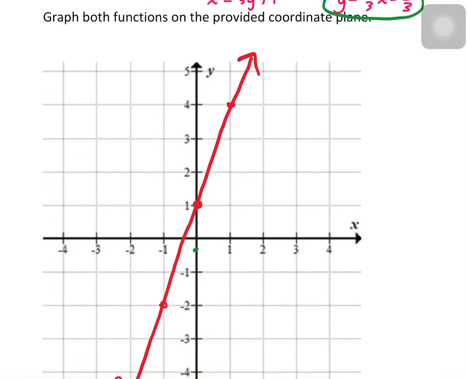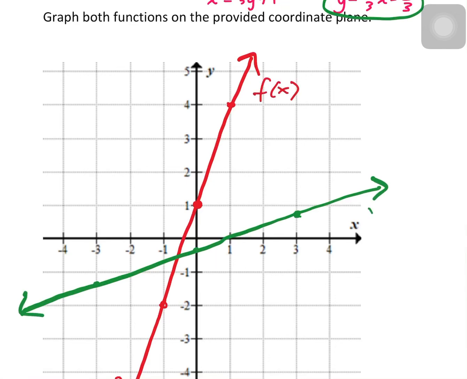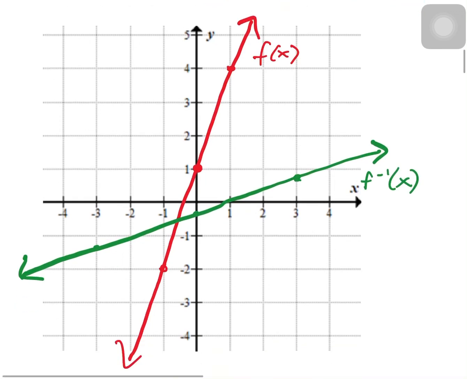So minus 1/3 I have to estimate a little bit. And for every 3 I go over, I'm going to go up 1. So we have about right there at 2/3 maybe. And here's the function, the inverse. Okay, so if I called the original function f of x, the green function would be f inverse of x. And you can see, hopefully, that if I draw the line y equals x through this on the same coordinate plane, that the red line reflected over the blue line gets me the green line.